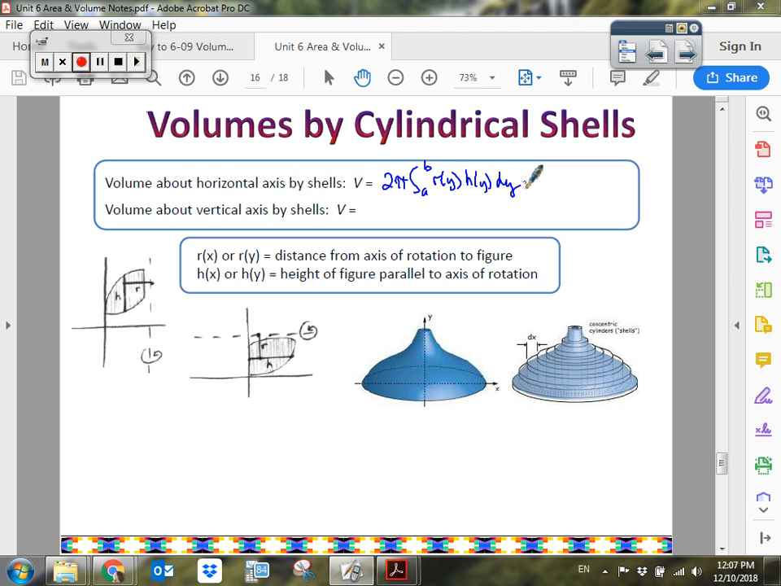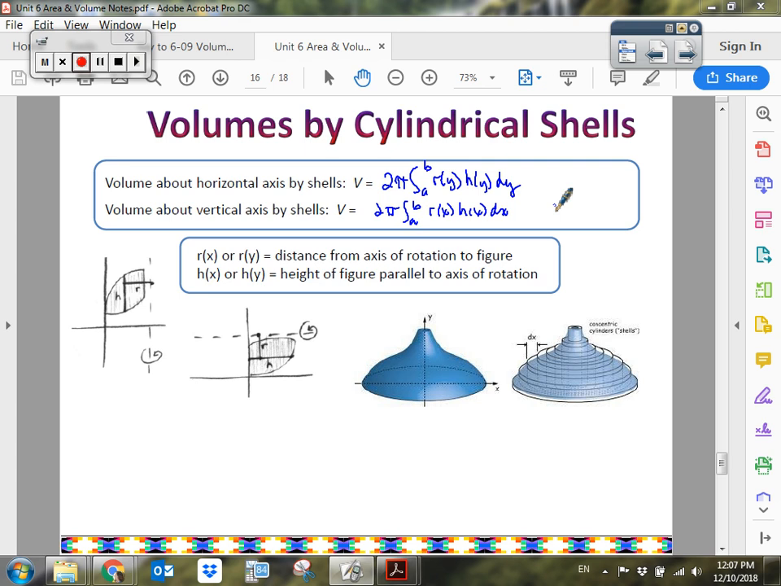So 2 pi integral a to b, the reason that we're in y's is because it's a horizontal axis. Okay? So when we have a vertical axis, we're going to be in x's. So this is going to be 2 pi integral a to b of r of x, h of x, dx. So those are our formulas.